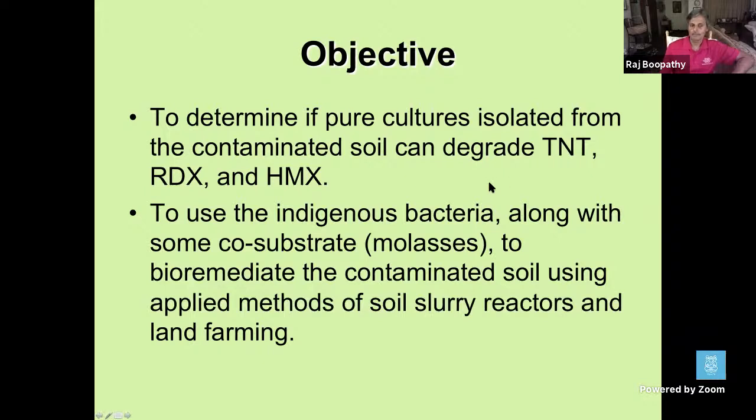So if the microbes cannot use this compound, can we use this electron donor I just talked about, provide some molasses to produce more bacteria? Maybe they will pick up these compounds. So those are some basic, simple questions we asked.